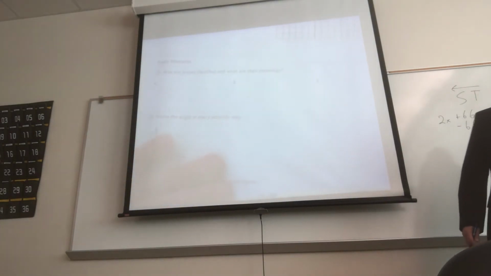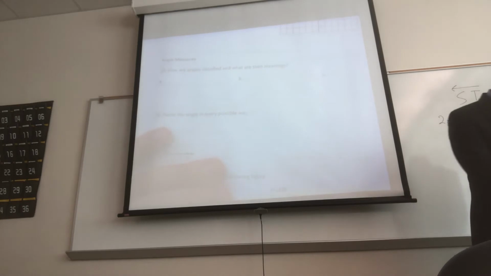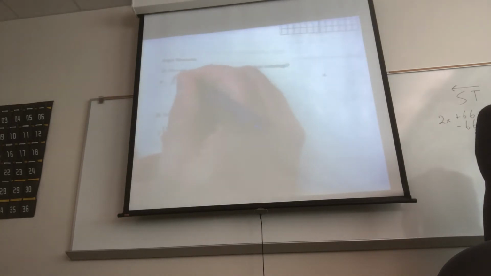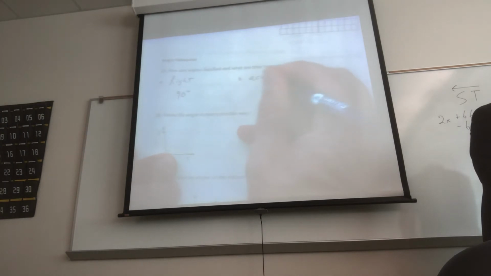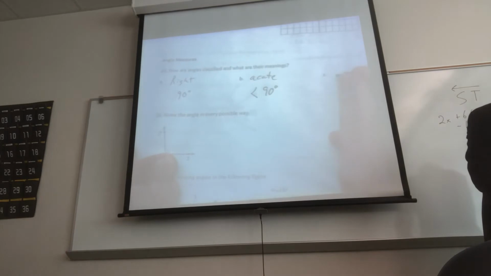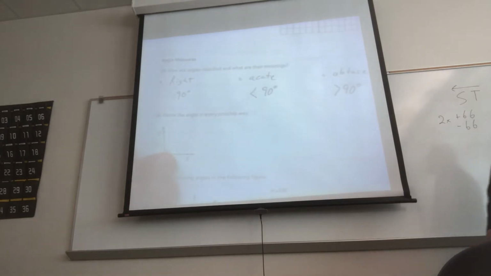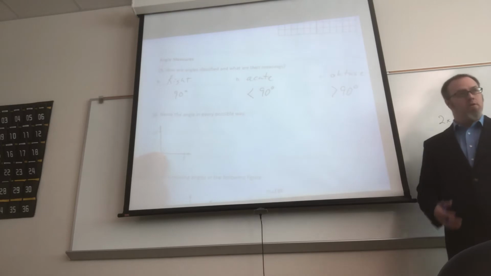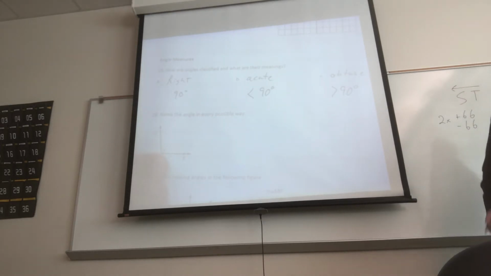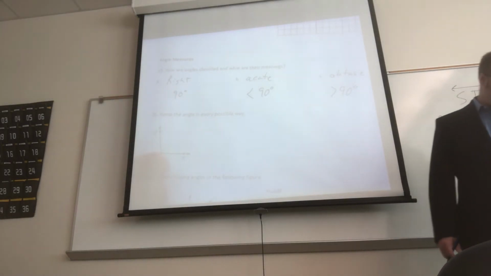How are angles classified and what are their meanings? You've got a right angle, that's 90 degrees. You've got an acute angle, that's less than 90 degrees. And you've got an obtuse angle, that's greater than 90 degrees. We might get into some later on where we'll say it's greater than 90 but less than 180, but we're not there yet, okay?